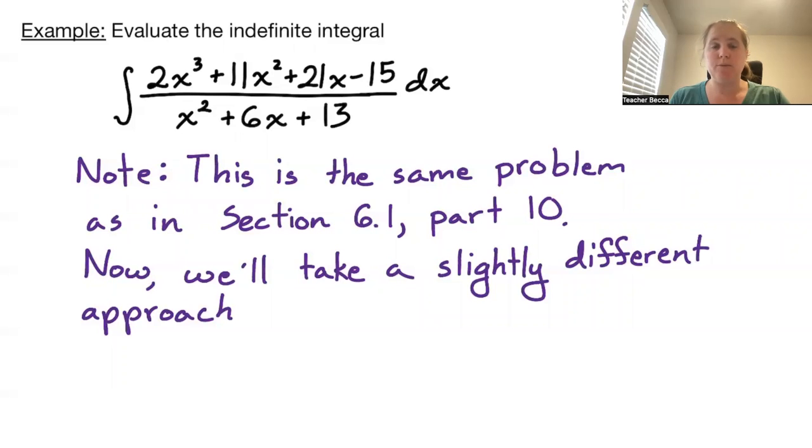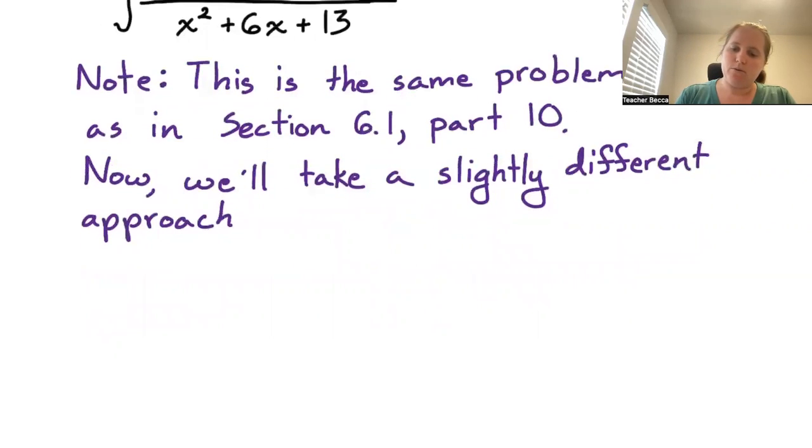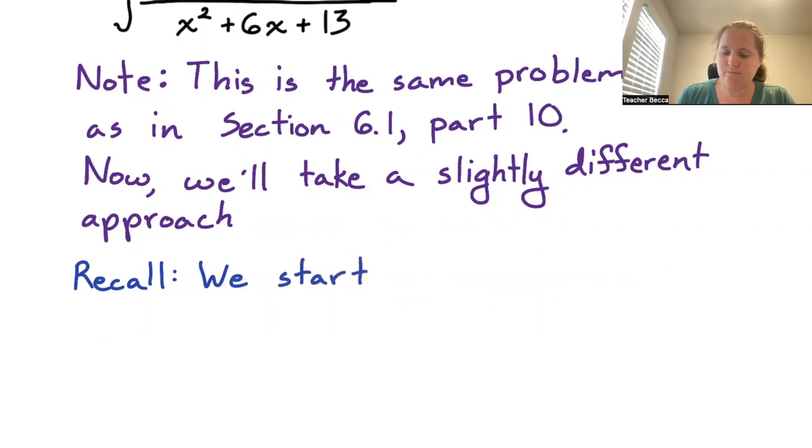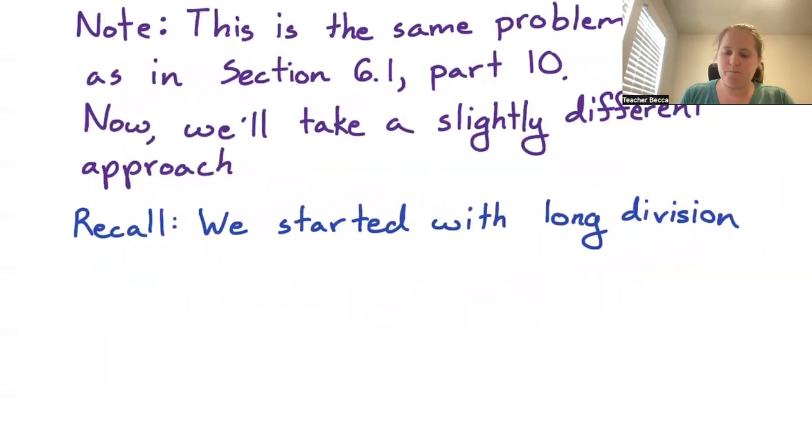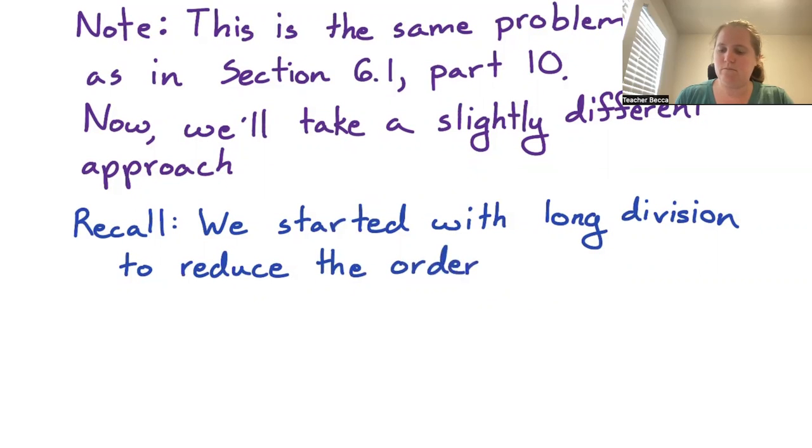So we will start off in the same way. Recall, we started with long division to reduce the order of our numerator. So we will just go ahead and redo that long division.